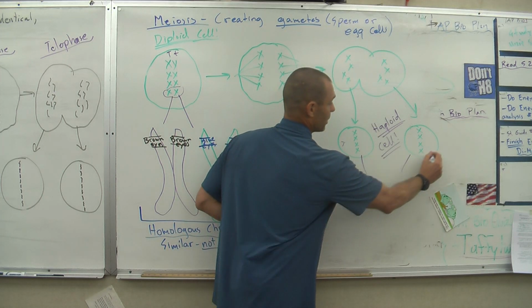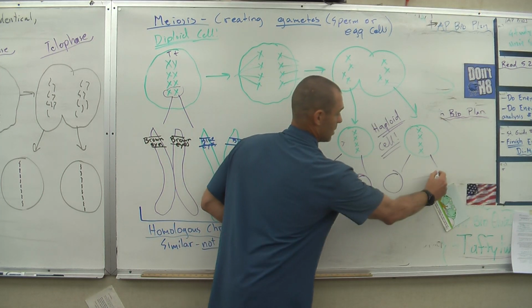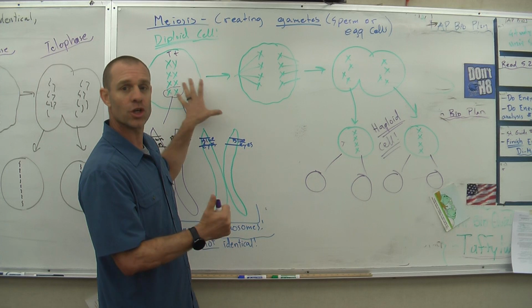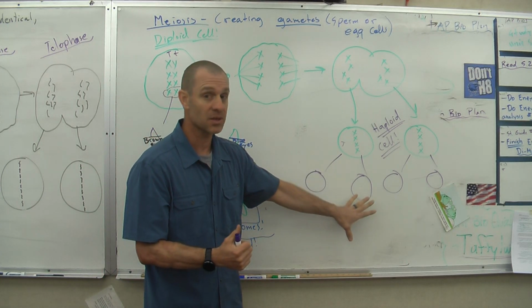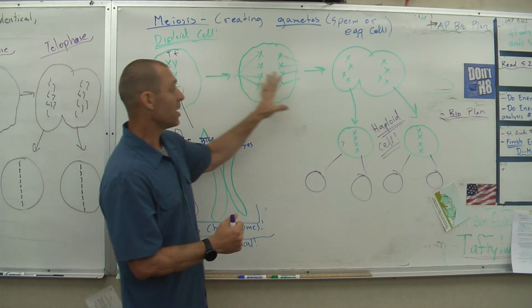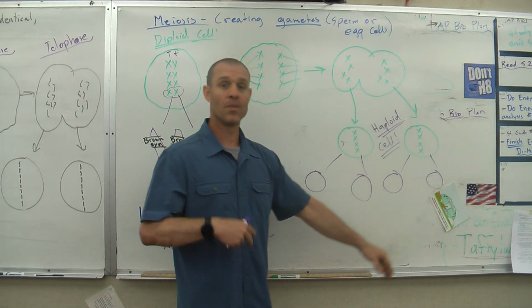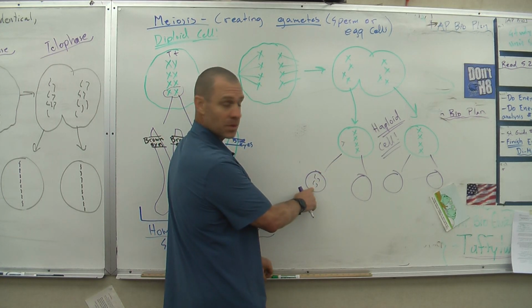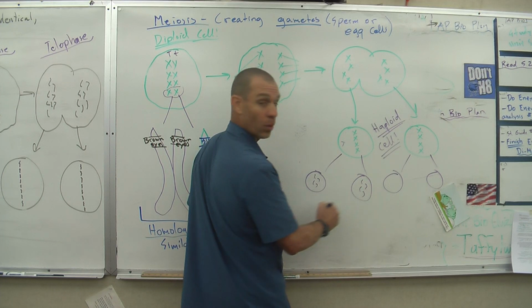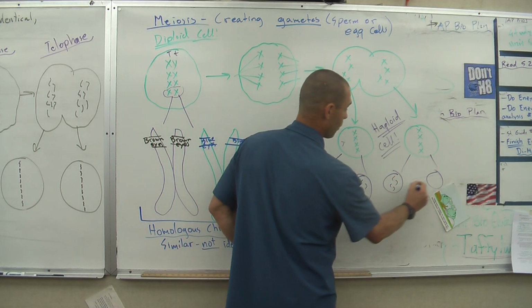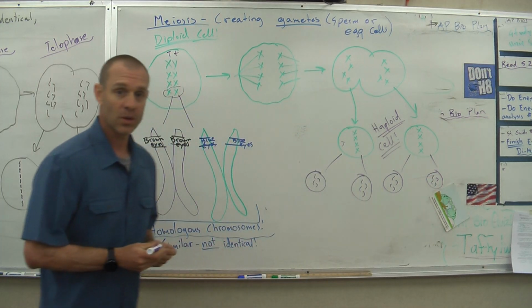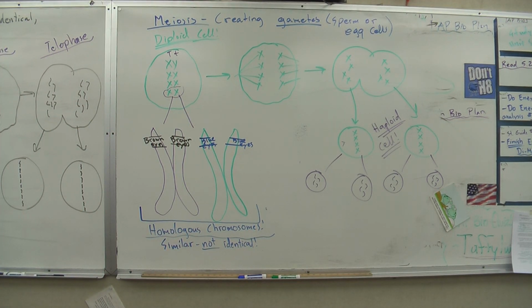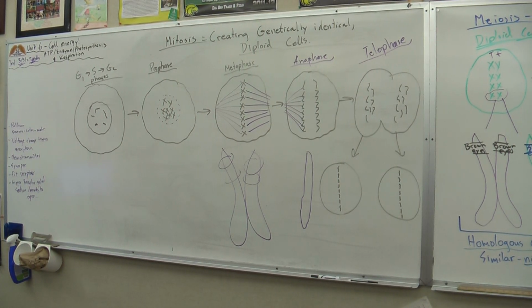So I end up with four gametes from one, what we call a germ cell, basically the cell that's going to divide into those gametes. So one germ cell will eventually produce 4 gametes through 2 sets of divisions. Each of these would get 1, 2, 3, 4 chromosomes. Here, 1, 2, 3, 4 chromosomes. And then here, 1, 2, 3, 4, 1, 2, 3, 4. Okay? So again, meiosis versus mitosis. Okay.